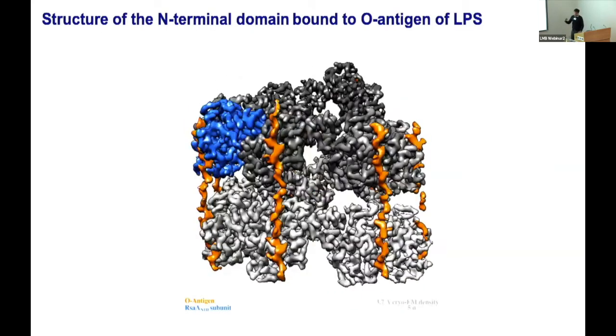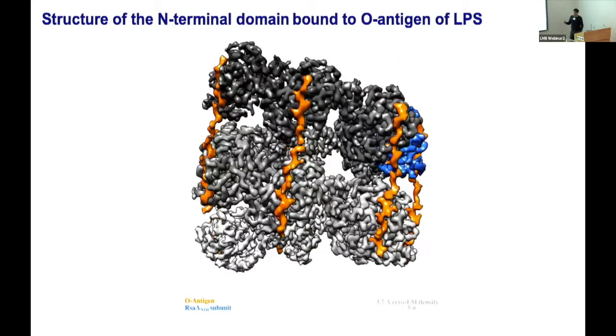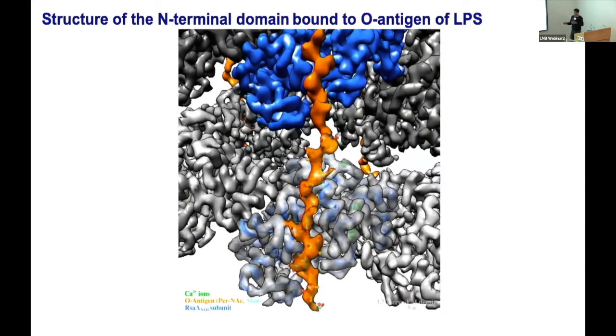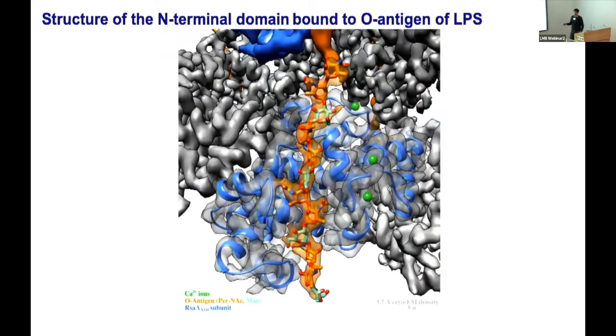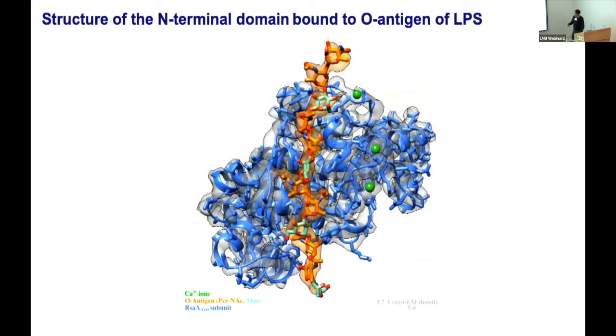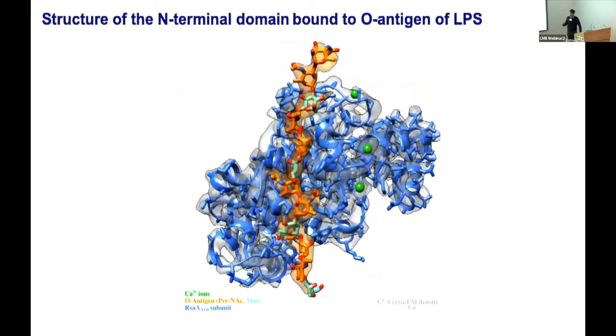This is the structure of the inner domain of the RsaA protein that makes up the S layer. What we found is that the inner domain had polymerized or oligomerized on the LPS O-antigen, forming this kind of superhelical structure. And this allowed us to understand how this protein is arranged in three-dimensional space.